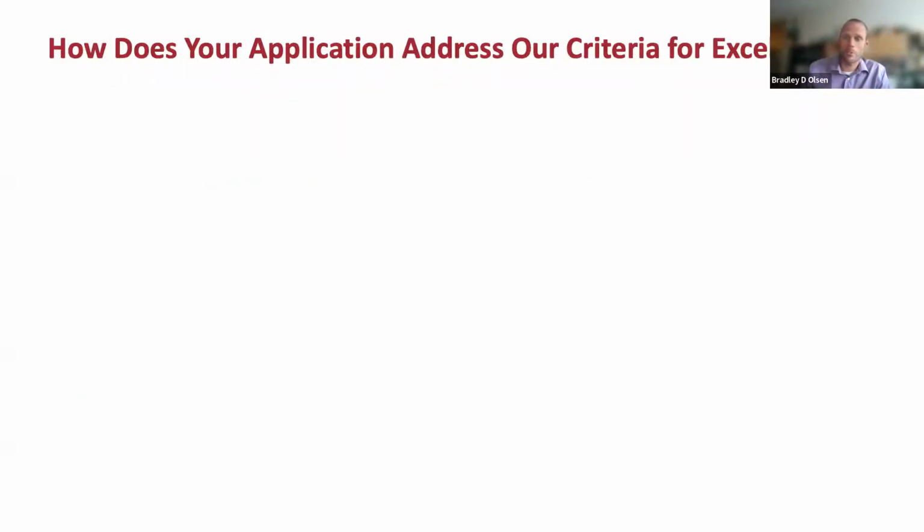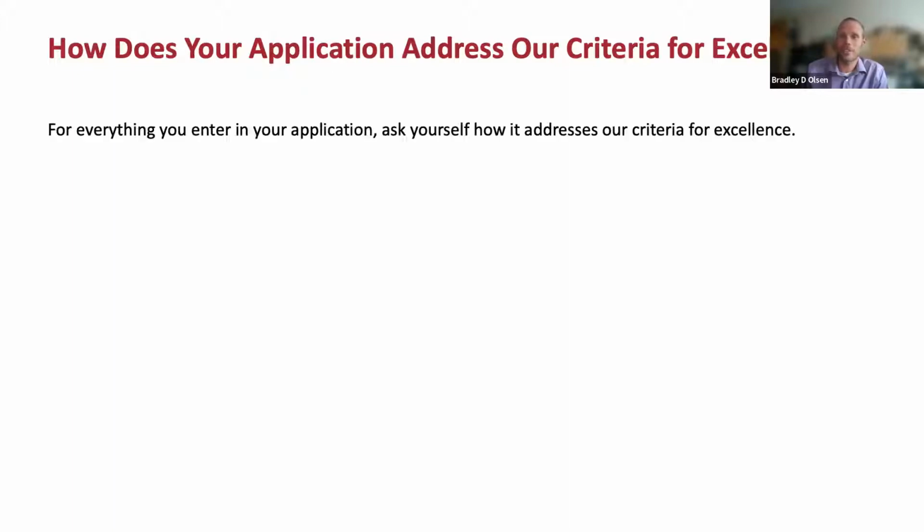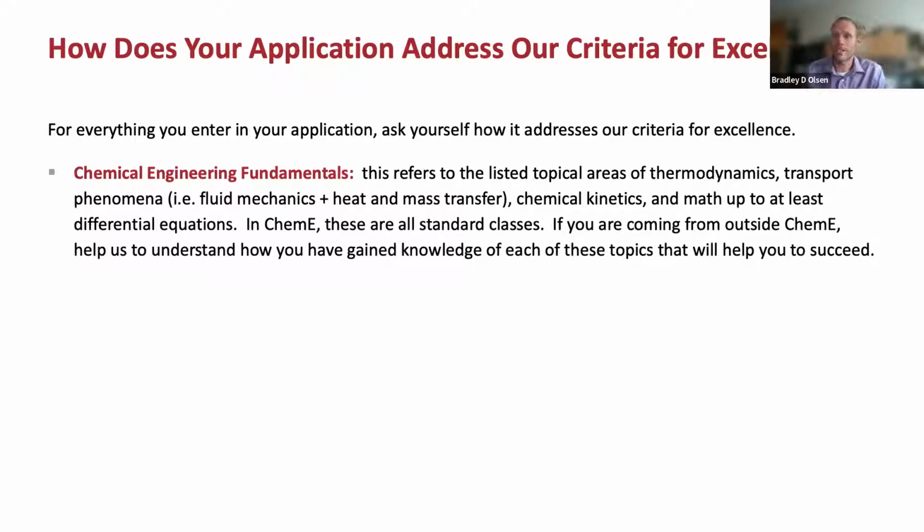So when you're preparing an application, my advice as the admissions chair, and Caitlin will talk so much more about this, but I encourage you, everything you do, ask, how does your application address our criteria, right? So if people say, well, should I list this? Should I put that? I think that's the question I would ask. Does this address our criteria for excellence?